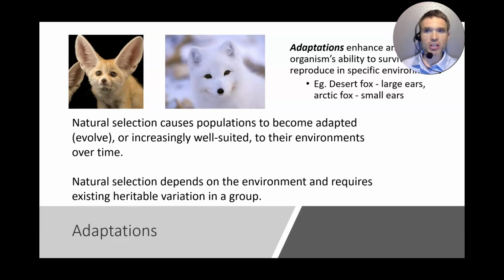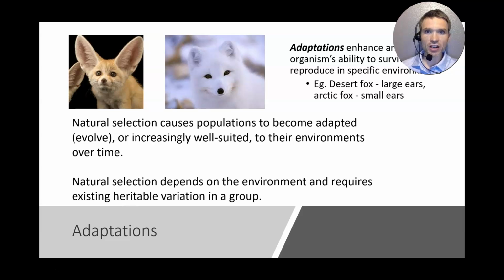In this diagram right here, you can see two different foxes. On the left, you can see the desert fox. The desert fox is very distinguishable by its very large ears. And then on the right, quite a contrast, is the Arctic fox. Notice that the Arctic fox has those small, stubby little ears.